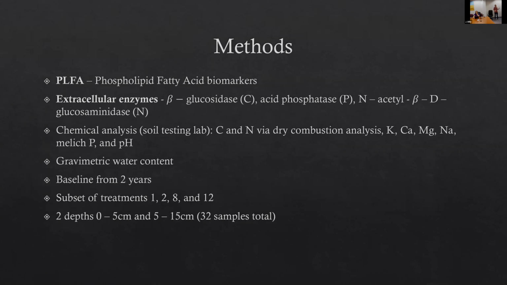So in order to meet these objectives, we're going to analyze the PLFA, which is the phospholipid fatty acid biomarkers, which are able to tell us microbial biomass, and then also the biomarkers are able to show us different groups, and we can develop things like bacterial to fungi ratios and understand the microbial community and if the treatments have shifted it. And then the extracellular enzymes, we're looking at 3 different enzymes. I'm not going to go through the names, but one deals with carbon metabolism, phosphorus, and nitrogen.